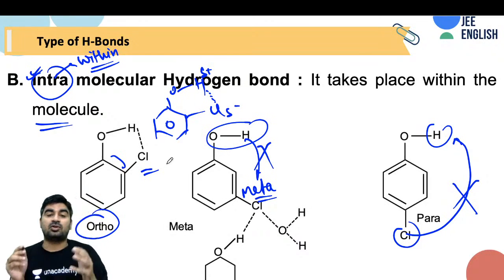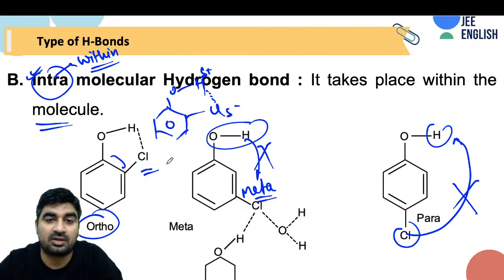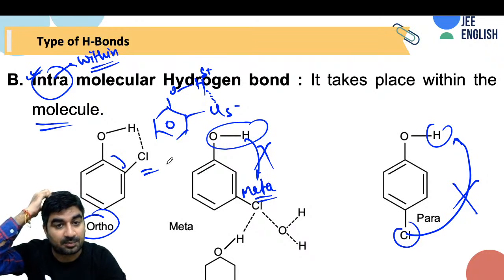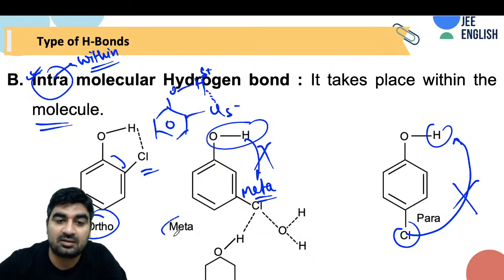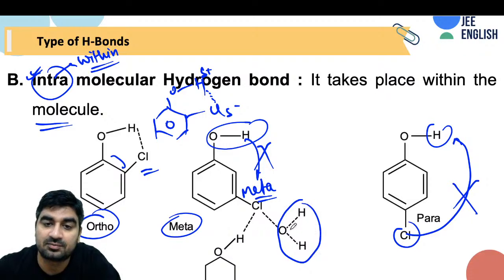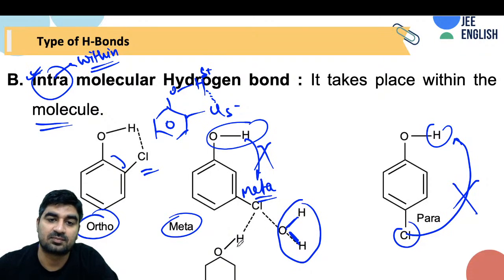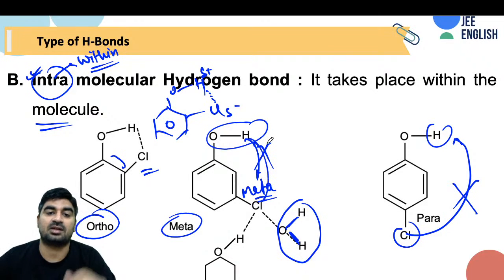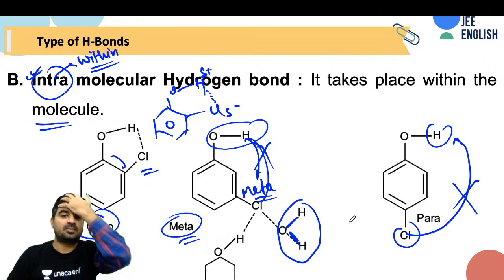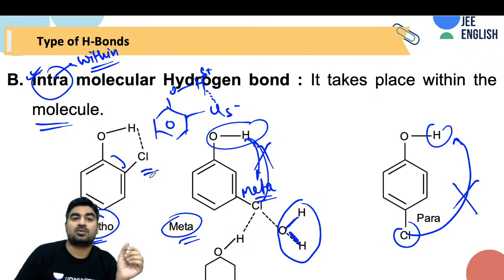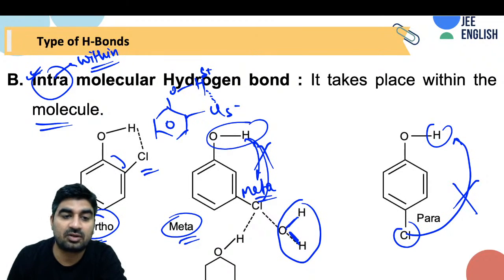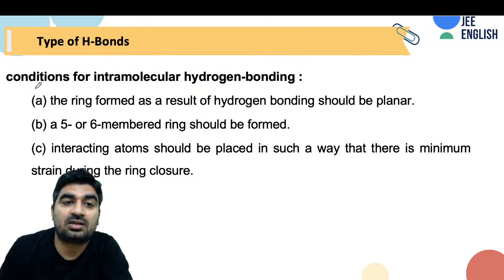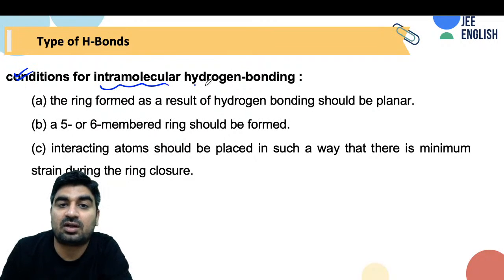So for a benzene substituted compound, intramolecular hydrogen bonding is possible only in the ortho, because meta and para can make hydrogen bond with another molecule, right? But not within the same molecule. So intermolecular is possible between meta and para, but intra is possible in the ortho. Got it?